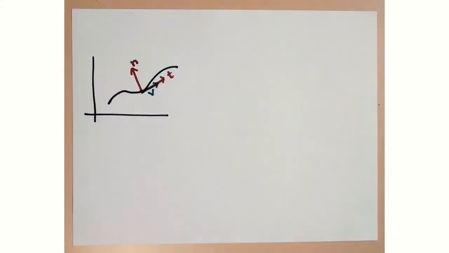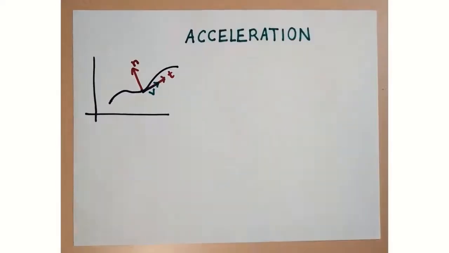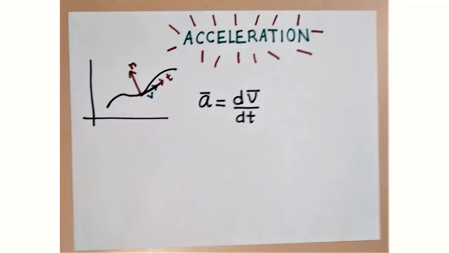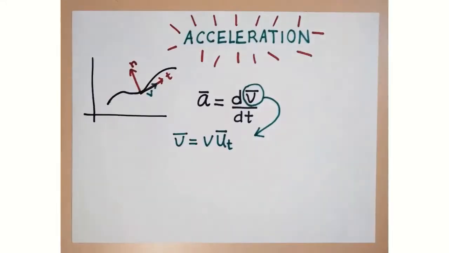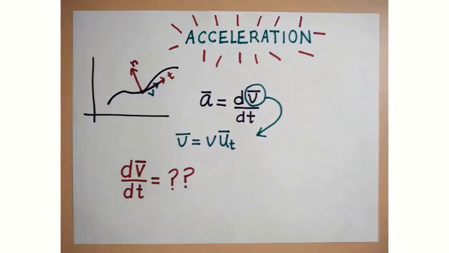One of the ways to study this curvilinear motion is to formulate its acceleration. Acceleration is defined as the rate of change of velocity with respect to time. But what is this velocity vector anyway? Velocity vector is just the magnitude, that is the speed, times the direction, that is in the direction of the tangential axis. So what is dv by dt then?